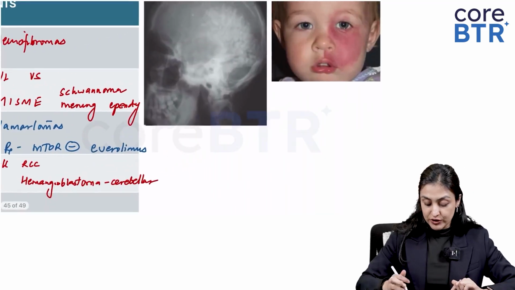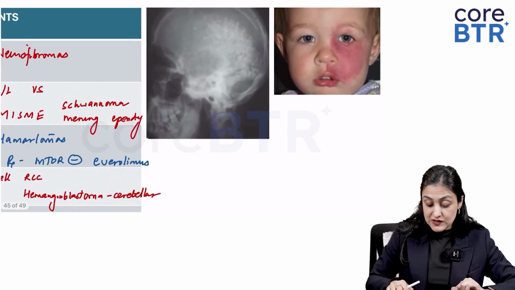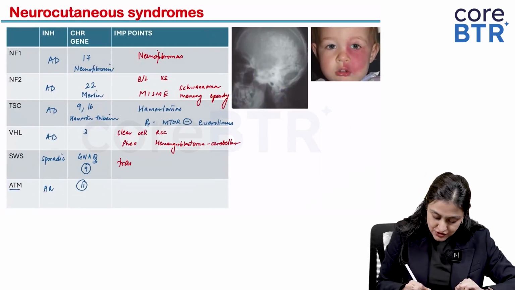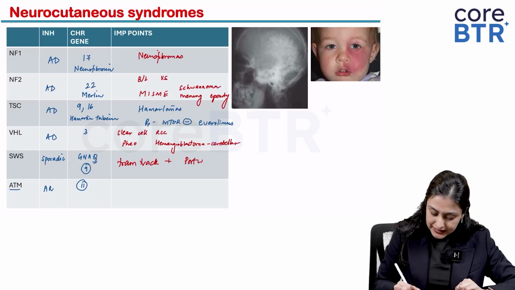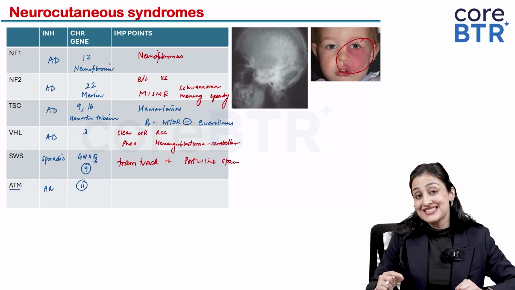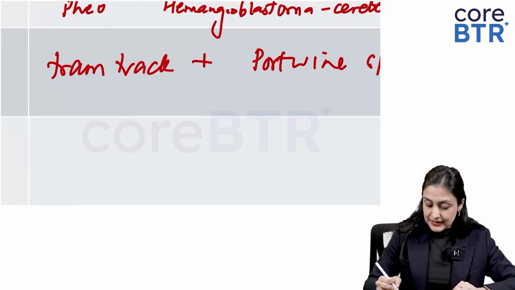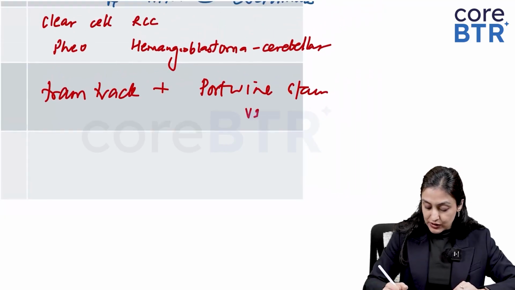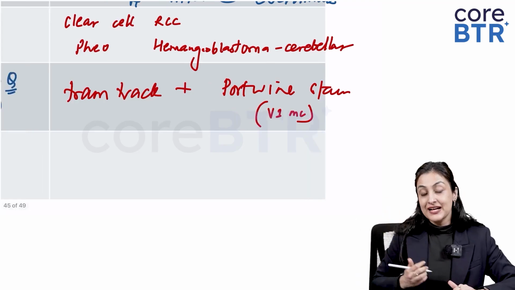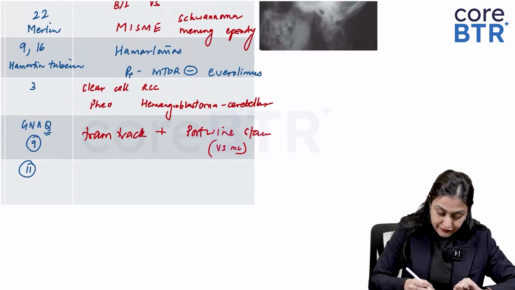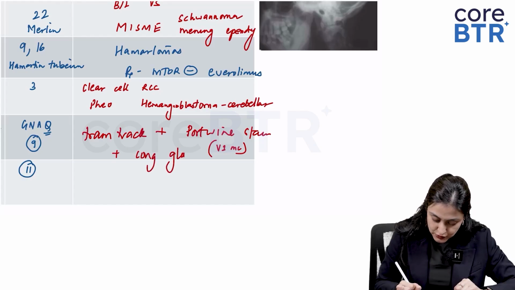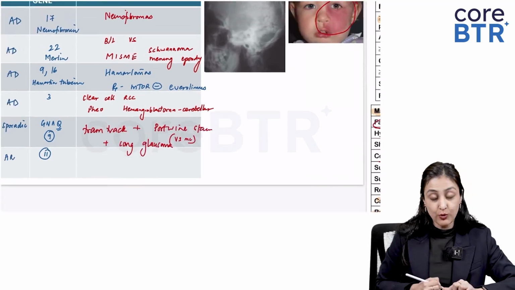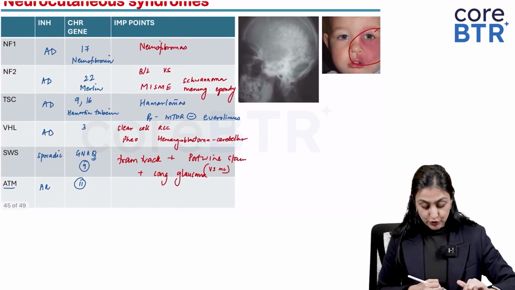Sturge-Weber, very important. You see this calcification in the skull. This is what is called tram track skull appearance, and there is this port wine stain that you see here in this baby, also called nevus flammeus, and this is most commonly along the V1 trigeminal territory. And you may also have congenital glaucoma. So that's the triad here. So this is where you have tram track, port wine, and congenital glaucoma.